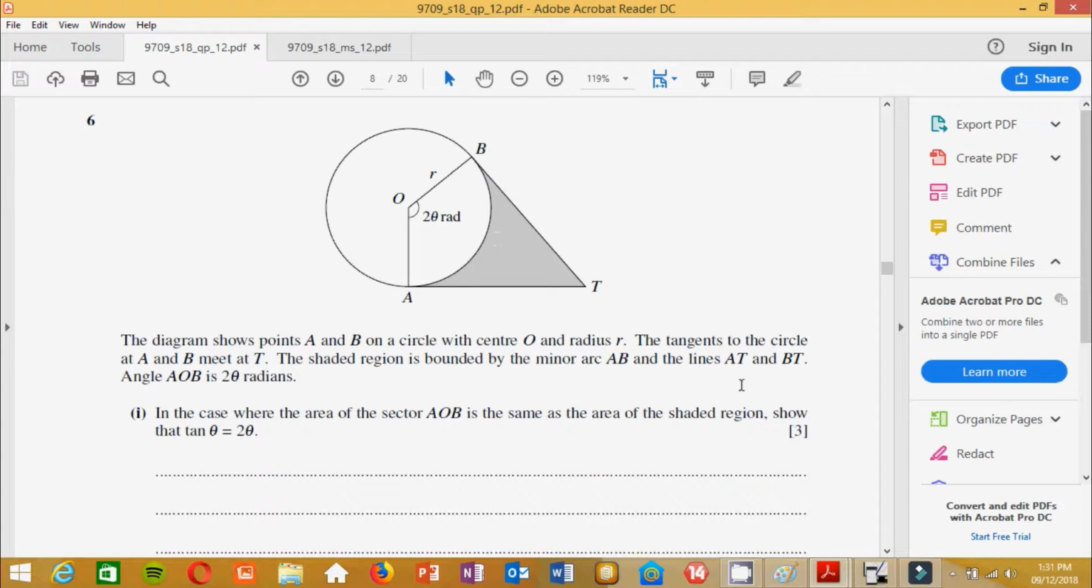The shaded region is bounded by the minor arc AB, this is the arc here, AB, and the lines AT and BT. Angle AOB is 2 theta radians. In the case where the area of the sector AOB, the area of this sector, is the same as the area of the shaded region, show that tan theta is equal to 2 theta. So whenever you're doing a show that question, literally interpret what you've been told. What you've been told is that the area of this sector is equal to the area of the shaded region.